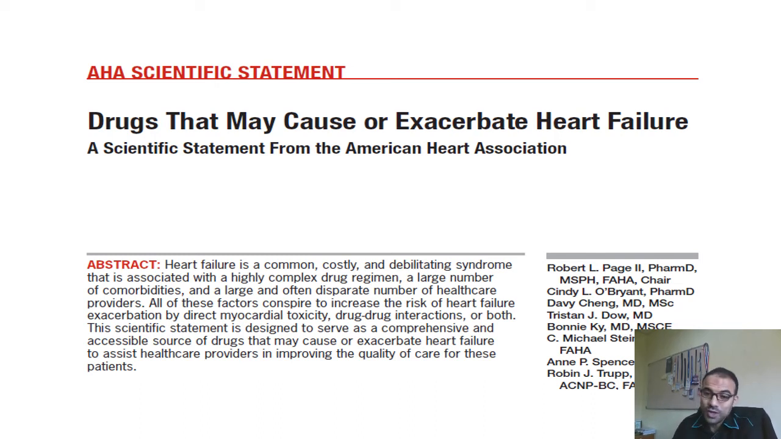It is maybe important to highlight that in this list we have nonsteroidal drugs, corticosteroids, some antidiabetics, statins, metformin in certain cases. We have chemotherapeutic agents, anthracyclines, and so on.